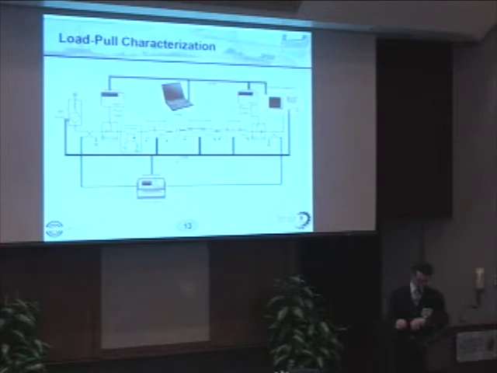Here is the load pool characterization setup. It uses a source tuner at the input of the transistor, which changes the impedance seen by the transistor dynamically in order to look for the best impedance. We have 2 tuners at the output, one for the harmonic and one for the fundamental. We have biasing circuits at the input and output, a power source at the input, a spectrum analyzer at the output, and all the setup is controlled by software.